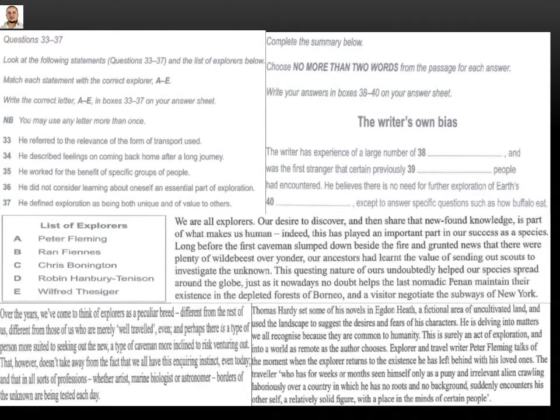I don't have to read the beginning, but firstly I need to look for A, B, C, D, or E. Peter Fleming, I mean those explorers. Okay, so let's see. As I remember, the first paragraph doesn't have any name. The second paragraph starts with Thomas Hardy. We don't have Thomas Hardy here, but we also have in the second paragraph Fleming. It was in the fourth line. Explorer and travel writer Peter Fleming. We need to check this out to find if there is an answer about those ones. Here, the fourth line.